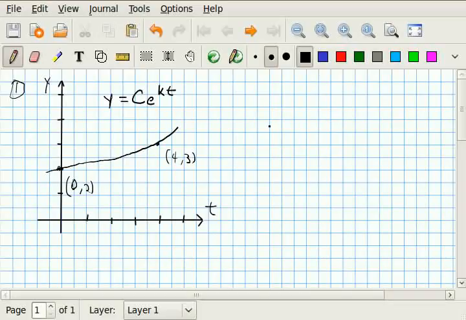This is number 1 in the book, and here we're asked to find an exponential function of the form y equals c times e to the power kt, and then they give us some information. Just to be clear, in this section our independent variable is usually t, because the variable is usually time, and the dependent variable is y.